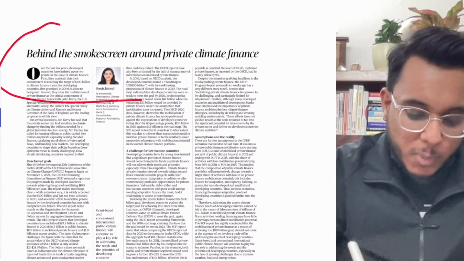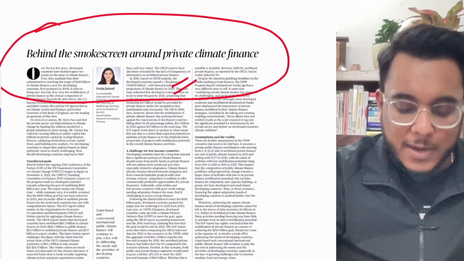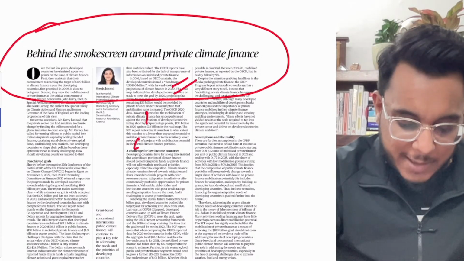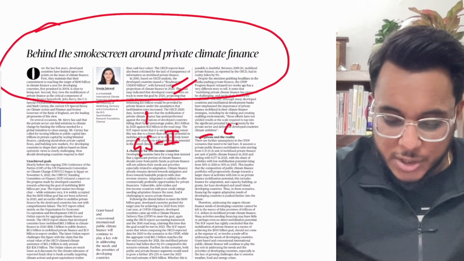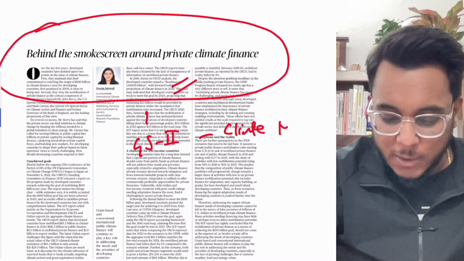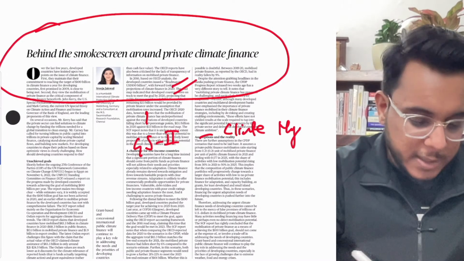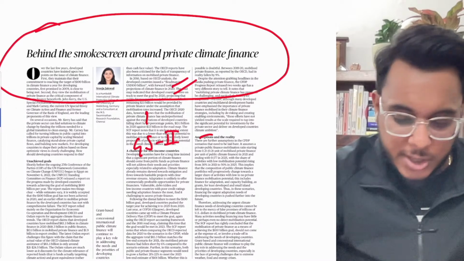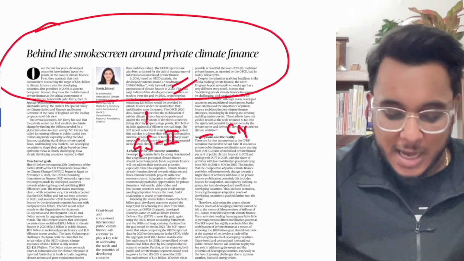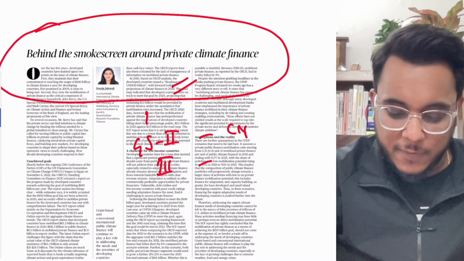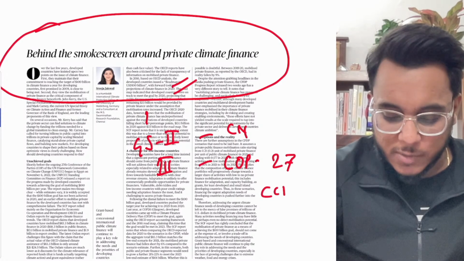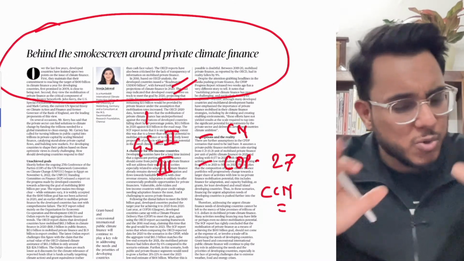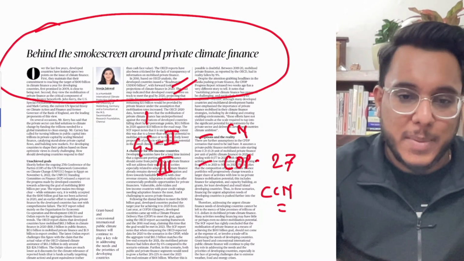Behind the smoke screen around private climate finance. Now, this particular article we will see with respect to GS paper number 2, climate negotiations. Okay, so when we talk about international relations, within international relations, climate negotiations are an important aspect, and GS paper number 3, fine, COP27 negotiations, climate change negotiations. Okay, there also we'll see this particular article. So both GS2, GS3, the article can be important.